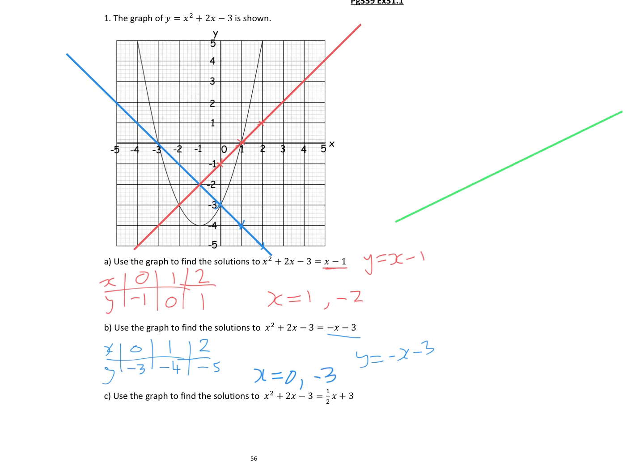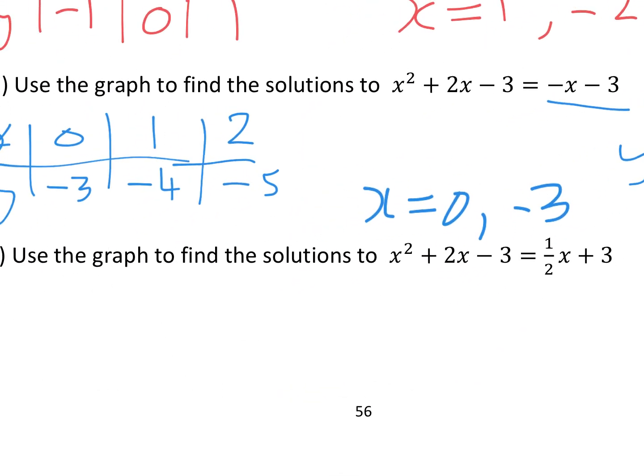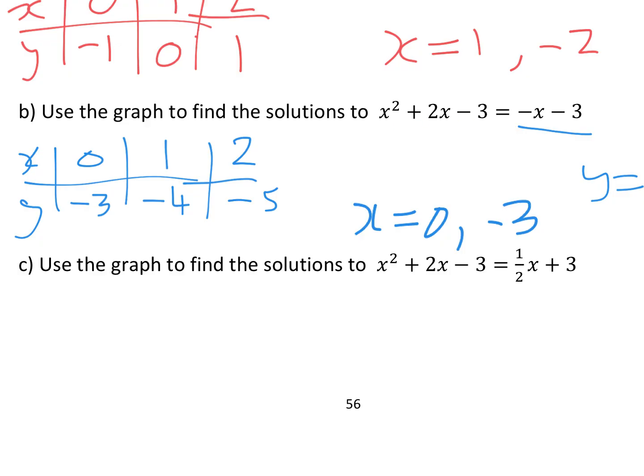One last time, we have to use the graph to find the solutions to x squared plus 2x minus 3 equals half x plus 3. You'll see there that that left-hand side is the same as the previous part. It's the same as all the parts. It's the same as the curve that's already been drawn. So we want to see when this curve is equal to this line, the line being y equals half x plus 3.